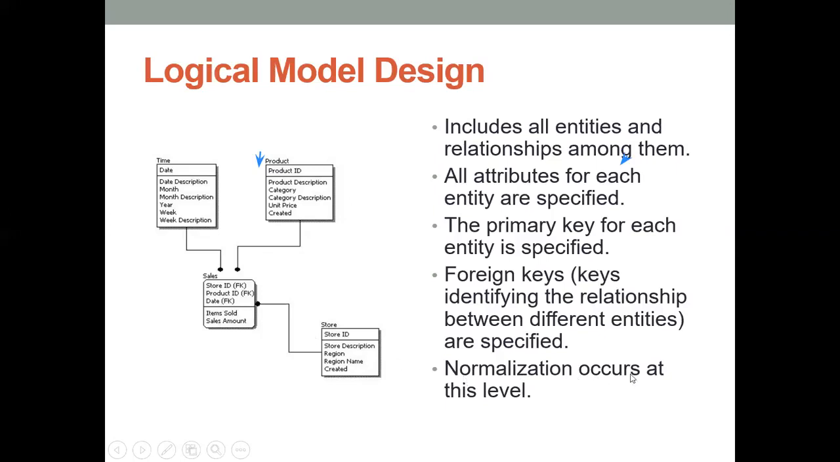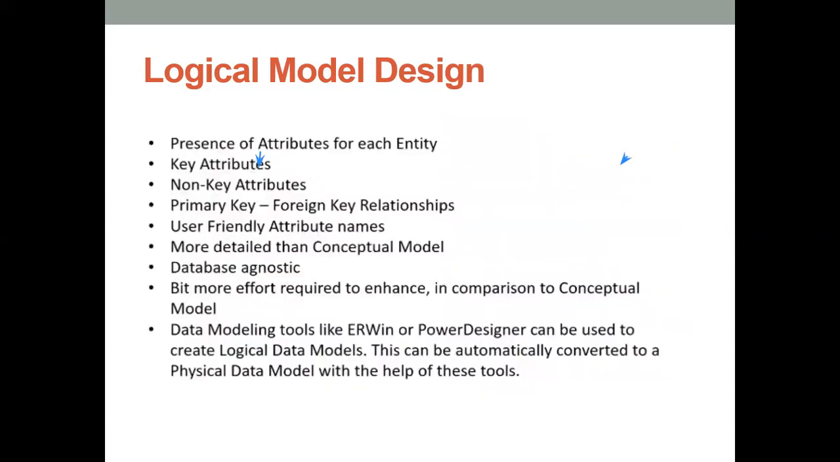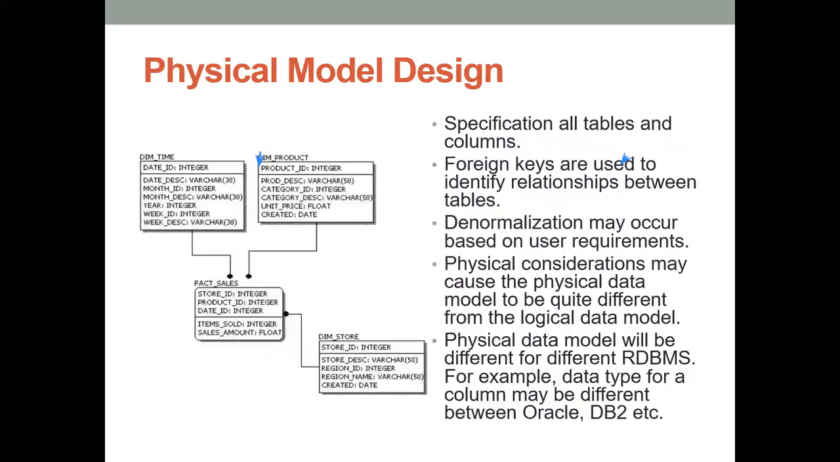So normalization occurs at this level. Normalization means we can split this table into two tables also. So that's your logical model, so we are maintaining a logical level. Then after that we'll go in for the physical data model.